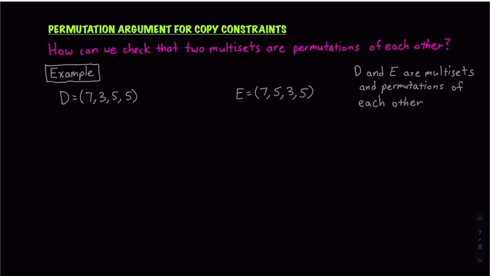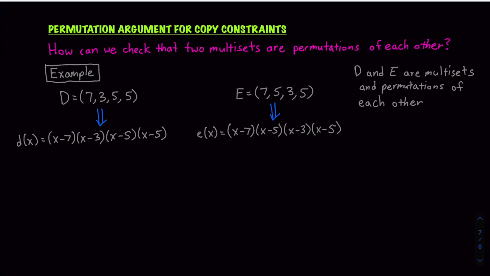Here's a neat trick. Build a polynomial whose roots are exactly the elements of the multiset. So for multiset D, define d of x as x minus 7 times x minus 3 times x minus 5 times x minus 5. And for multiset E, define e of x as x minus 7 times x minus 5 times x minus 3 times x minus 5. Now here's the key idea. If two multisets are permutations of each other, then these polynomials, d of x and e of x, will be identical. Why? Because multiplication is commutative. The order of the factors doesn't matter. So rearranging the elements of the multiset just rearranges the factors of the polynomial, which doesn't change the final result.